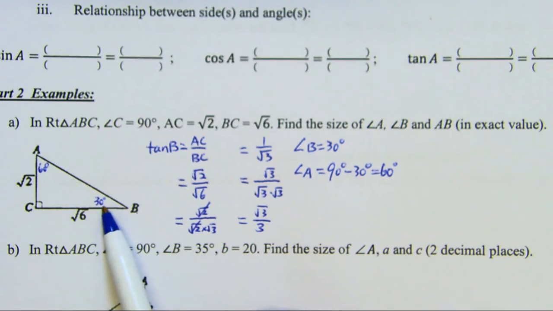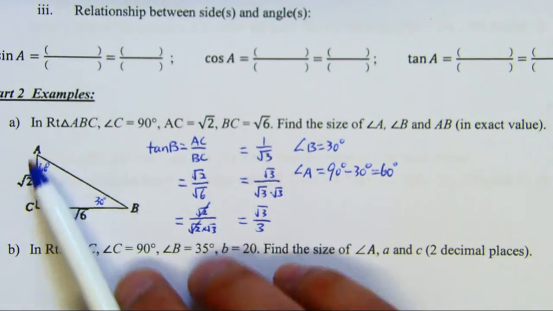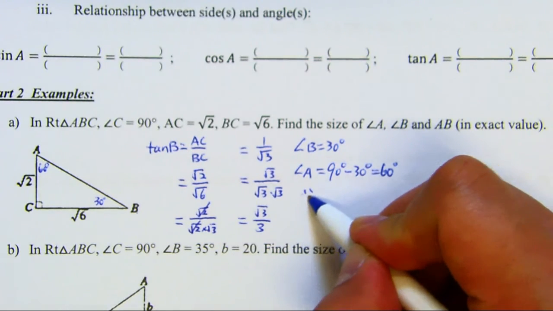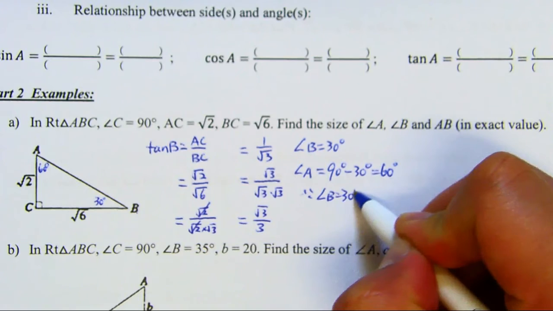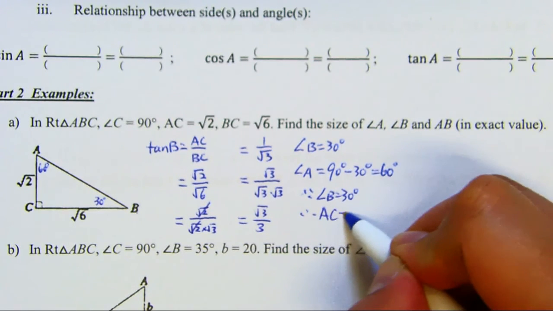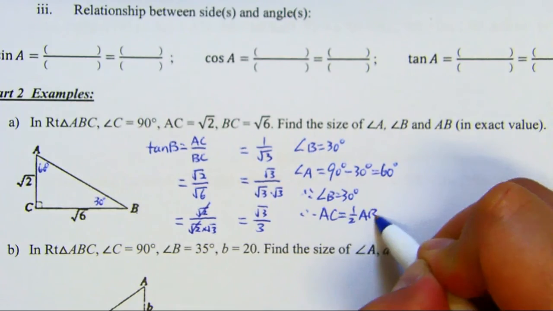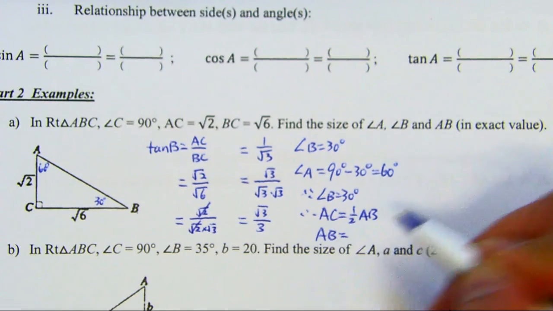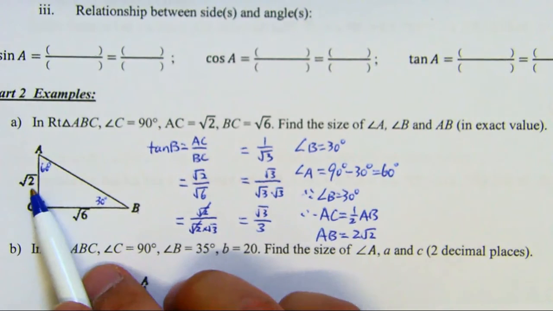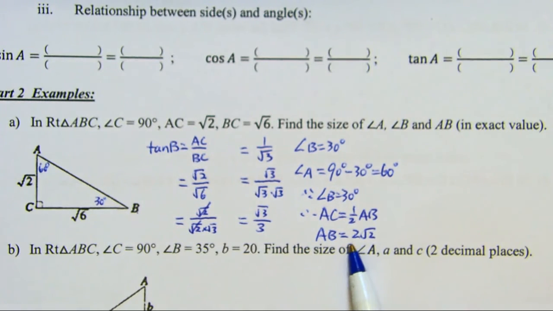Now, according to the rule we have learned, if this is 30 degrees, the opposite side is half the hypotenuse. Because angle B is 30 degrees, AC is half of AB, which means AB is double the length of AC. Because AC is square root 2, AB should be 2 square root 2. So we use this method to find out the length of AB.